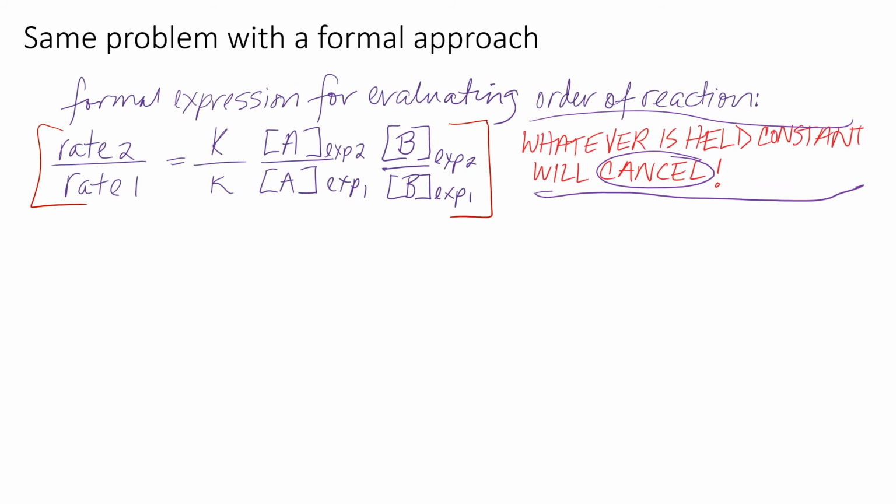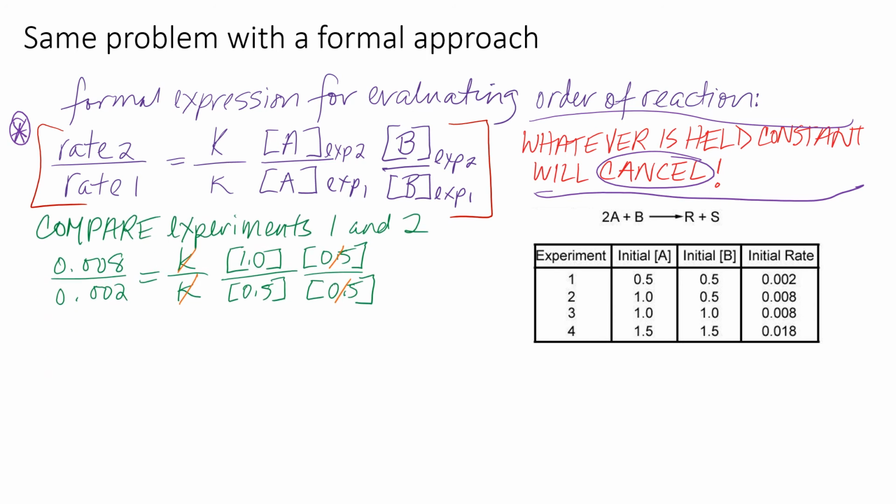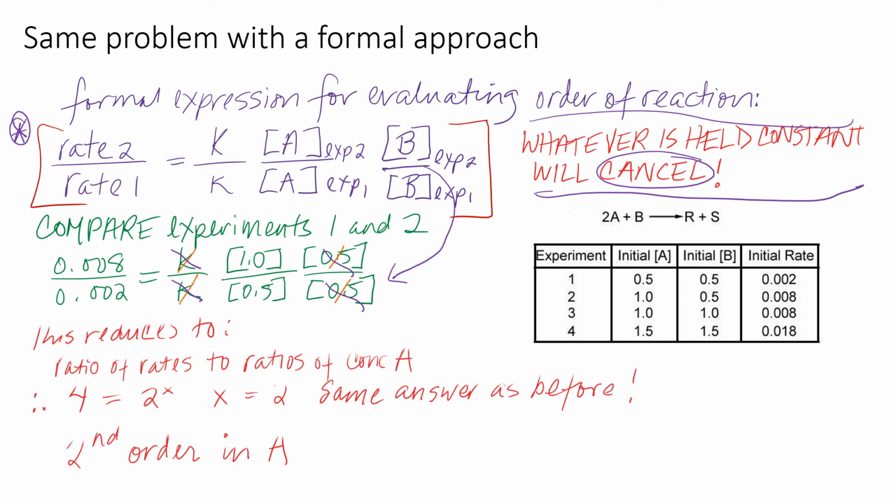What do I mean by that? So what I mean is, here's our data again. And if we're holding B constant, for example, and varying A, certain things are going to cancel out of the expression written here. What things are going to cancel out? Well, notice that we're holding B constant. So this term right here is simply going to cancel. K itself is a constant, so it's going to cancel. And we're basically left with exactly the same expression that we had moments ago.